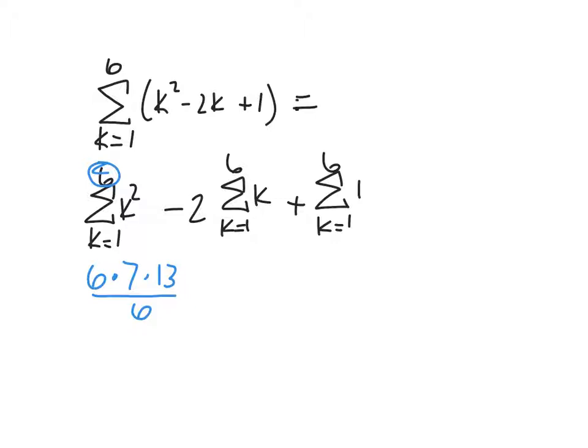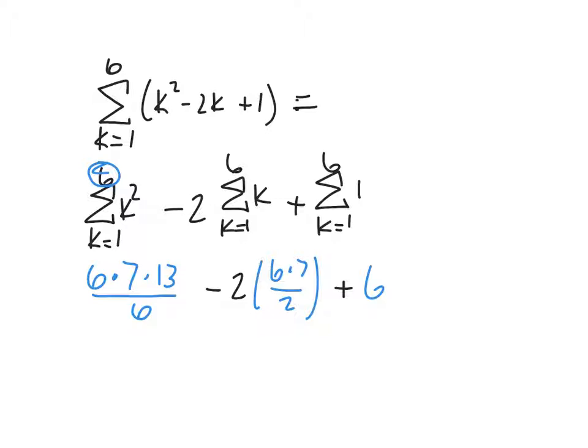Then we've got a minus sign, and we're going to do 2 times the sum of the first 6 integers, right? And we have a formula for that. That's n times n plus 1 over 2. So that's going to be 6 times 7 over 2. And then on the end here, we're going to add on the formula for the constant rule, which is just 6 times 1. So that's going to be plus 6.